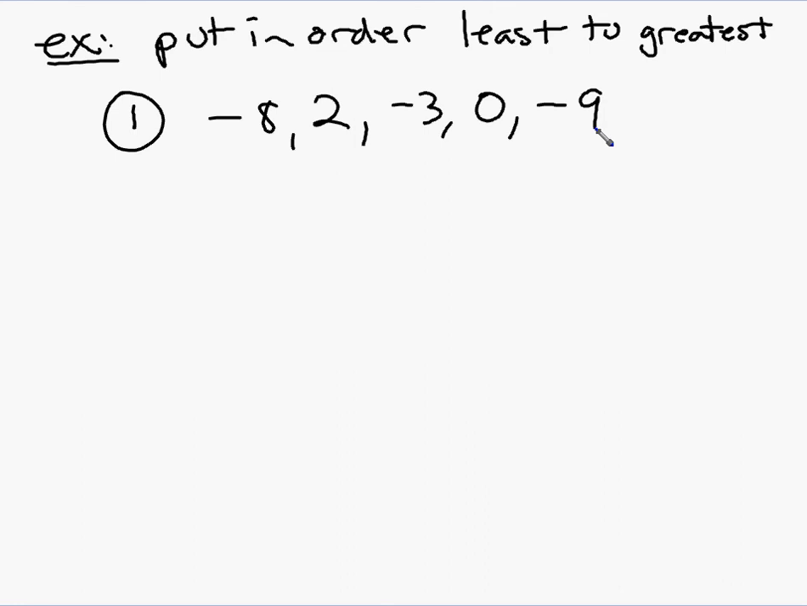So which one of these numbers up there is the least, is the smallest? Negative 9. What's the next one after that if I'm going least to greatest? Negative 8. Then what? Negative 3. Then what? 0. And then 2. Okay? And so you put them in order, least to greatest. We're going to stop there for today.